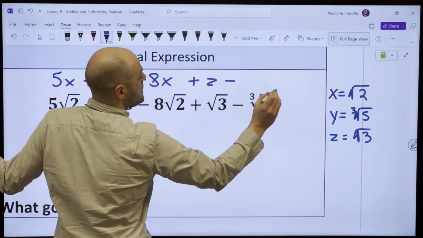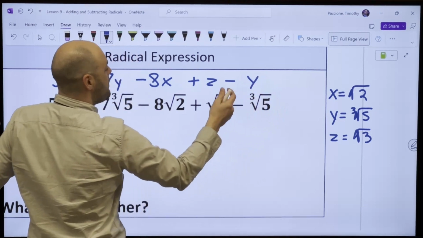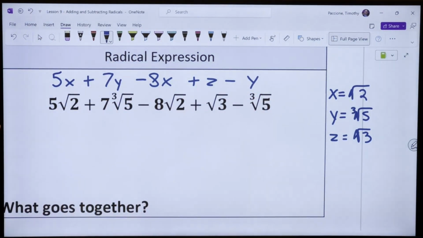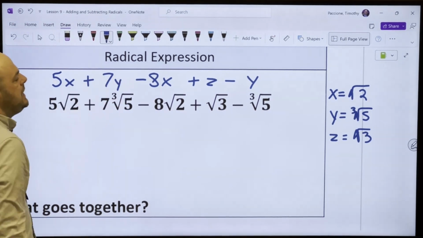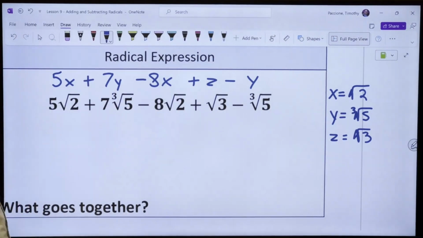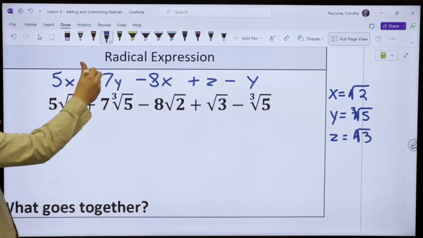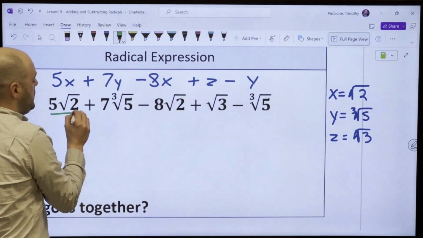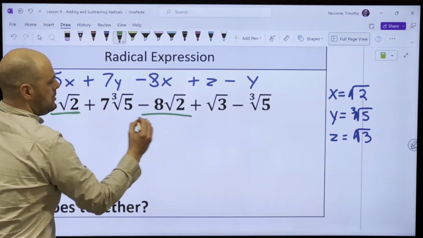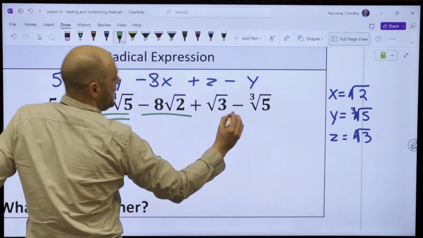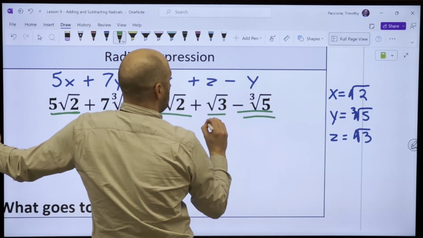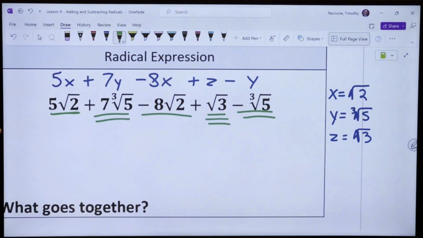Plus what square root of 3? Z minus y. Now, if I gave you that problem in blue and said combine like terms, I think everybody here would find it pretty easy, right? Be like, oh, sweet. 5x minus 8x, 7y minus y, and a z. It's the same thing. You just have to recognize what like terms are in this situation. The like terms here are this one and this one, this one and this one, and then this one's by itself.